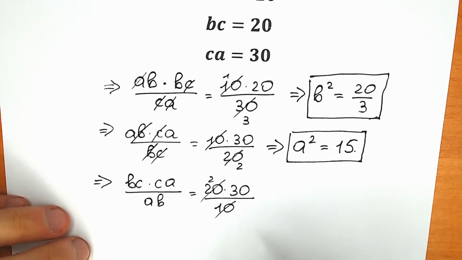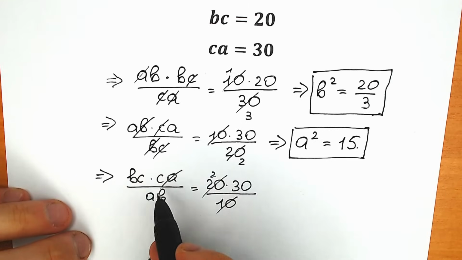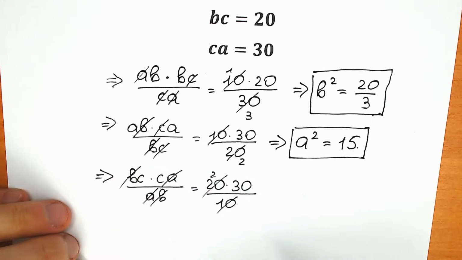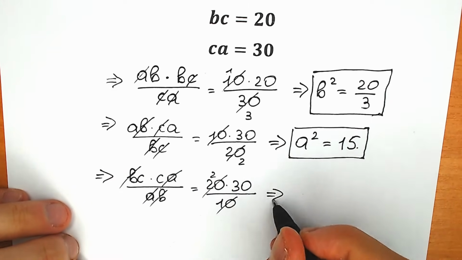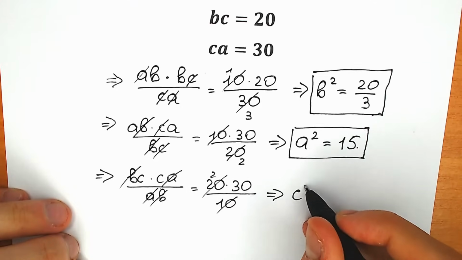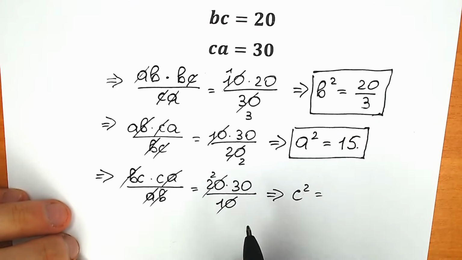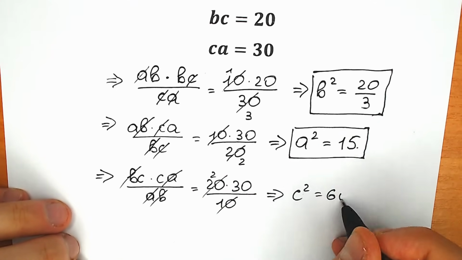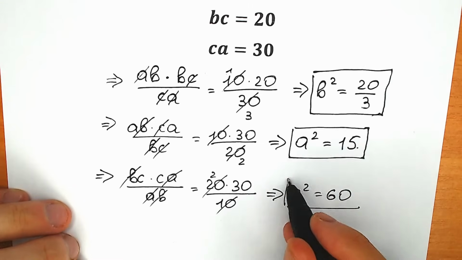But what do we have on the left side? We can easily cancel A and B. So as a result, we have C times C equals C square. That's exactly the expression we need. So we have C square equals 2 times 30, which equals 60. So C square equals 60.